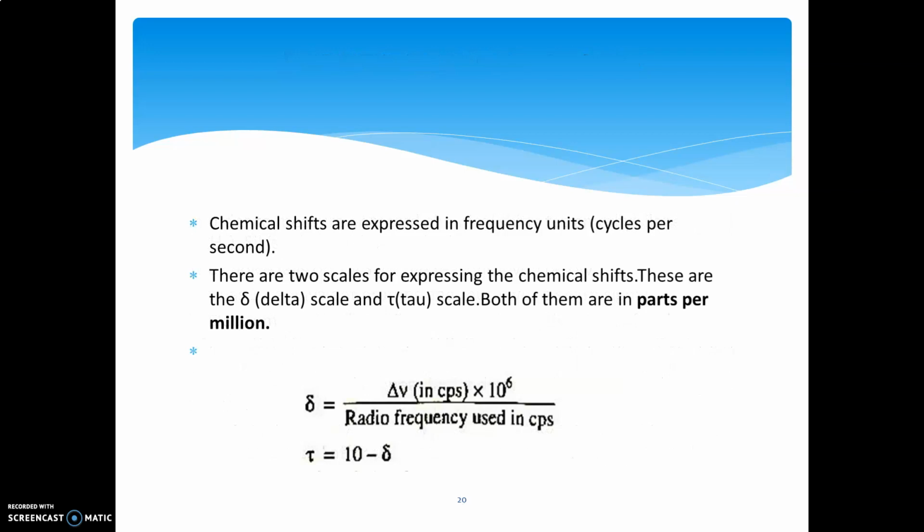Chemical shifts are expressed in frequency units, cycles per second. There are two scales for expressing chemical shifts. These are delta scale and tau scale. Both of them are in parts per million. This is the delta and tau.